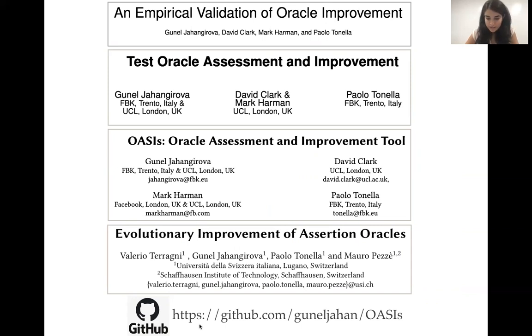The source code of OASIS, as well as all the data that we have collected during these human studies, is available on OASIS's GitHub page. That's it on my side, and thanks a lot for your attention.